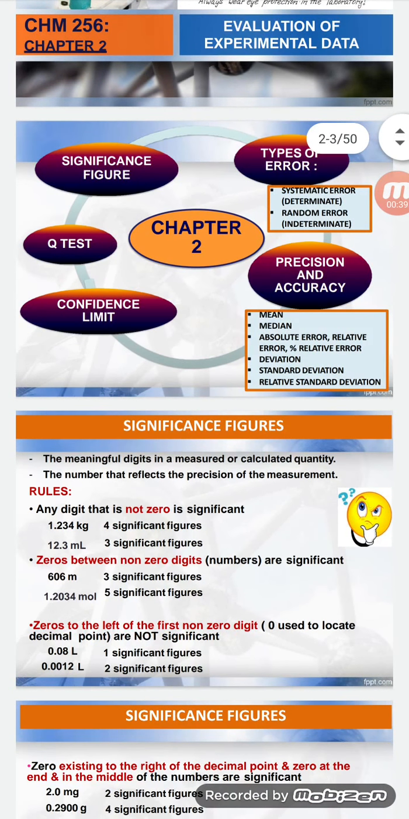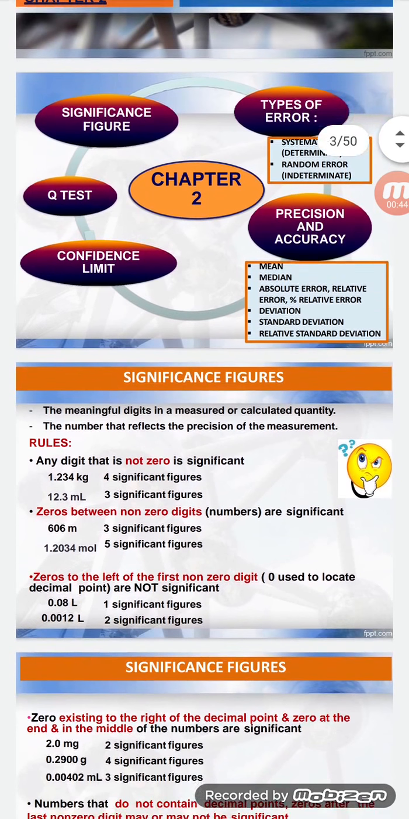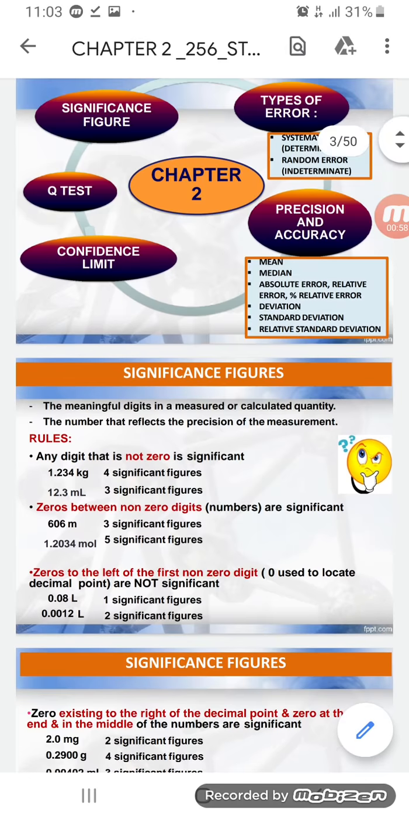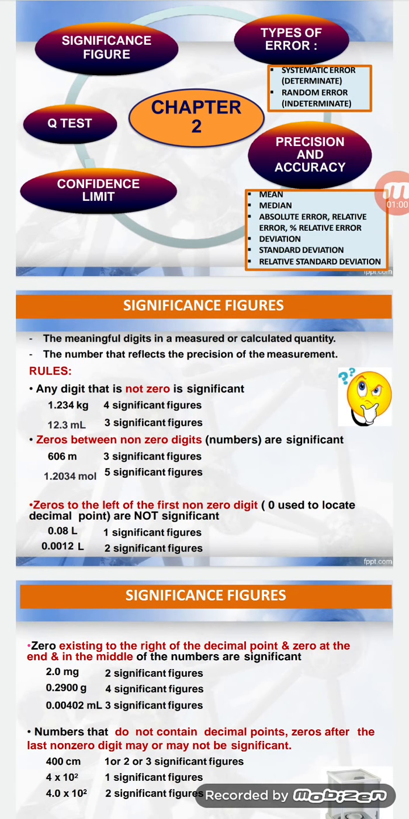So as for significant figures, there are certain rules that you have to remember. The first rule is any digit that is not 0 is significant, which for example 1.234, we have 4 significant figures. And for 12.3, we have 3 significant figures. And second rule is 0 between non-zero digits. For example, we have 606. So the zeros between non-zero digits, we count as significant. So for 606, we have 3 significant figures.